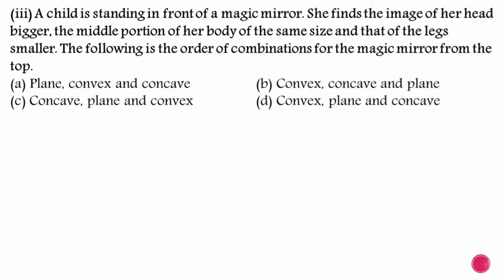The third question based on the case: a child is standing in front of a magic mirror. She finds the image of her head bigger, the middle portion of her body of the same size and that of the legs smaller. The following is the order of combination for the magic mirror from the top.